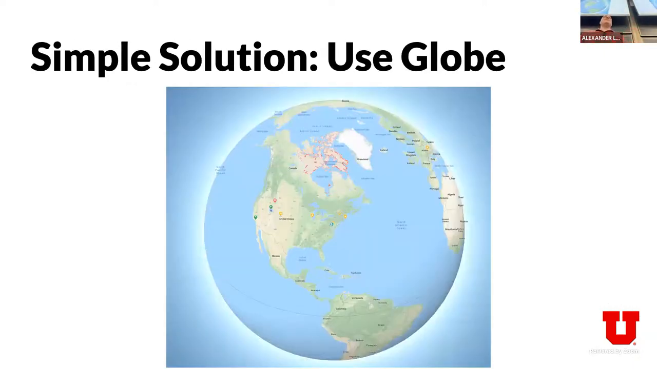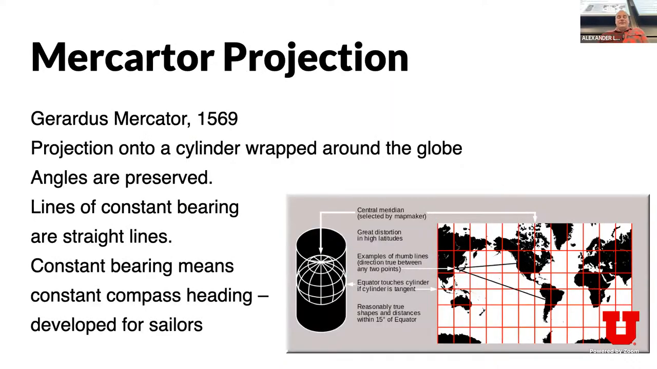So the simple solution, of course, is use a globe, right? If you can use a globe, that's great. But a globe has certain disadvantages, right? Like here, I would need interaction to, for example, show both the United States and Europe at the same time, or show Australia and the United States at the same time, right? So this doesn't work. And globes are great, but of limited use.